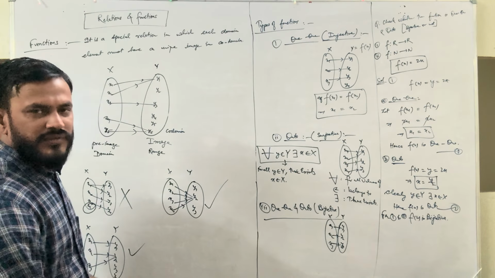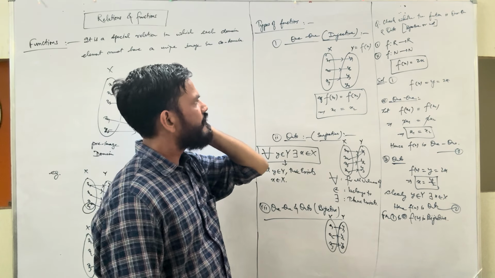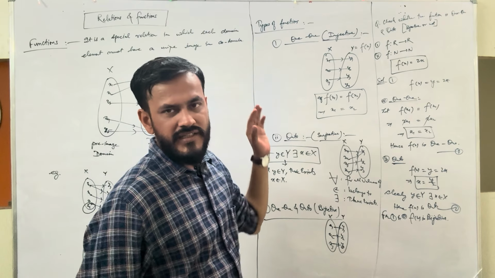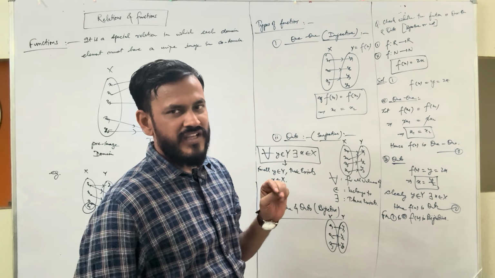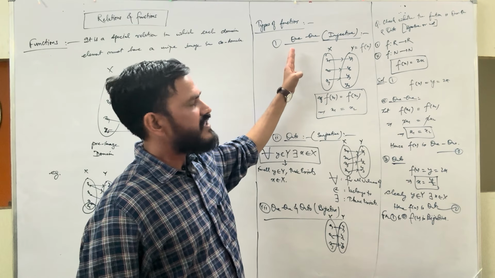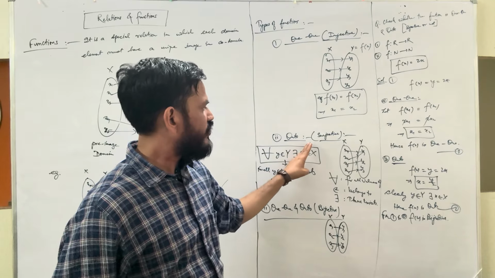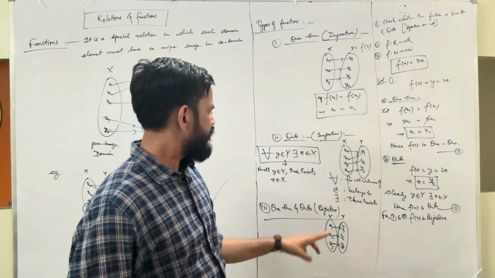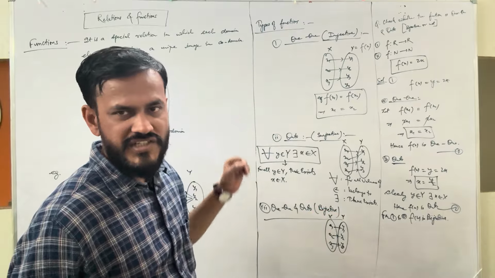Now, these are the basic definitions. Now we come to the types of function. So, in your CBSE exam, there are three types of functions. The first is 1-1, which is also known as injective type. The other is onto, which is surjective type, and the third is 1-1 and onto, which satisfies both the conditions.